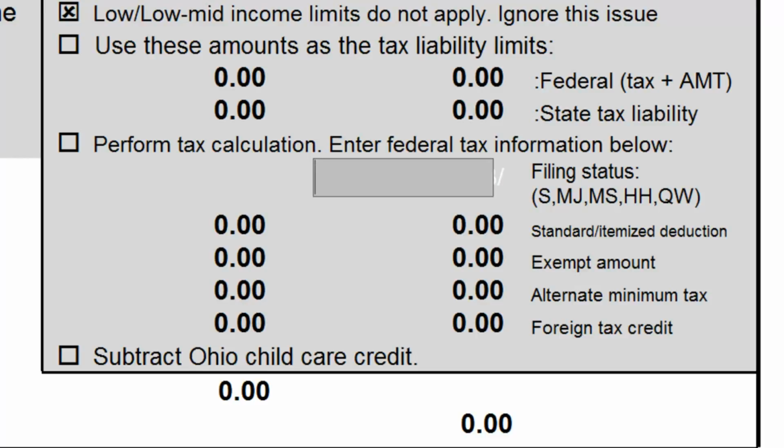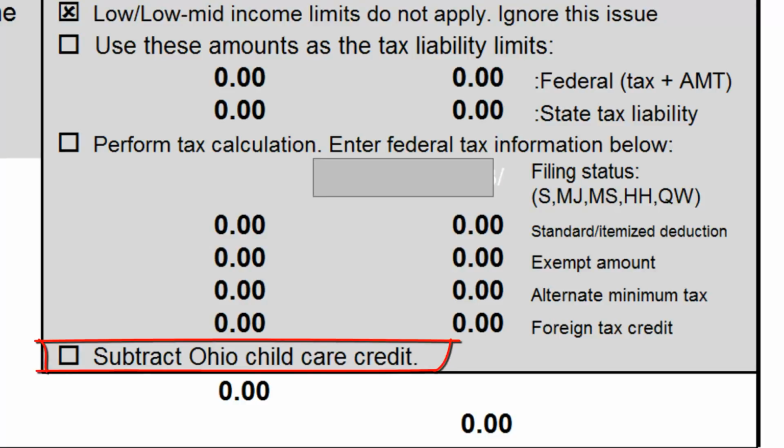The alternative minimum tax rarely comes into play in lower income situations because the AMT is designed to apply to higher income taxpayers with excessive deductions. The foreign tax credit almost never applies, and if you need additional information about these items, you can visit the IRS website and download PDFs with all the information you need to learn about these taxes and credits and more.